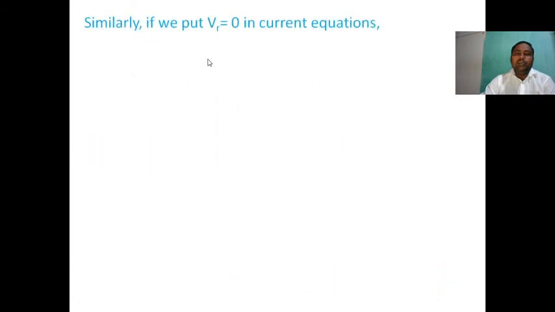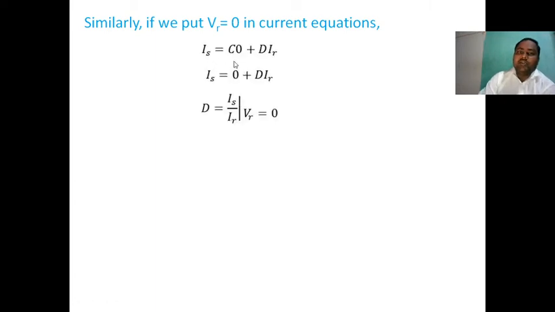Similarly, if you put VR equal to 0 in the current equation, IS is equal to CVR plus DIR. With VR equal to 0, IS is equal to DIR. D is equal to IS by IR when VR is equal to 0. So constant D is the ratio of sending end current to the receiving end current. The same currents are there in numerator and denominator, so constant D is a dimensionless element.